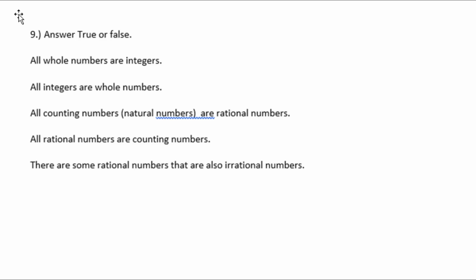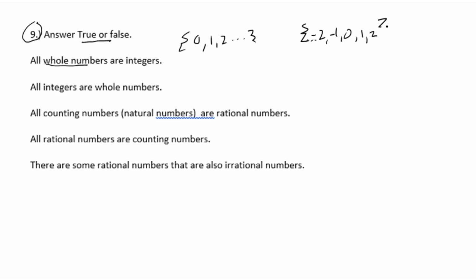And the last problem I want to go over is problem 9 in the homework. And it says answer true or false. All whole numbers are integers. Well, if you know the definition of whole numbers, right? And if you know the definition of integers, ..., -2, -1, 0, 1, 2, ... I think you can see that all of these are also these. So this is true.